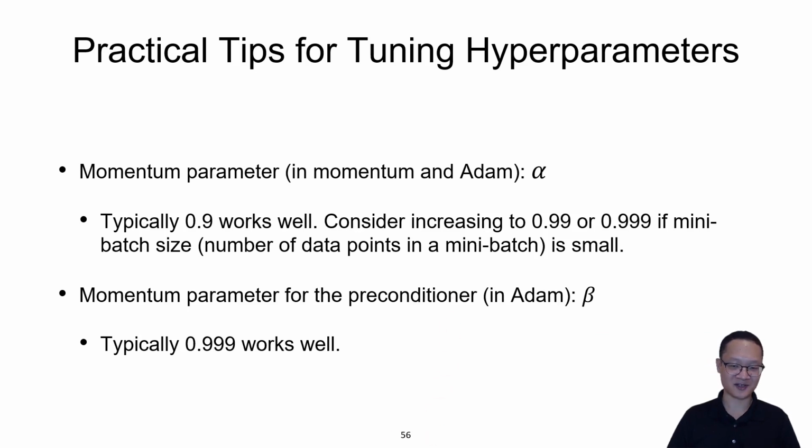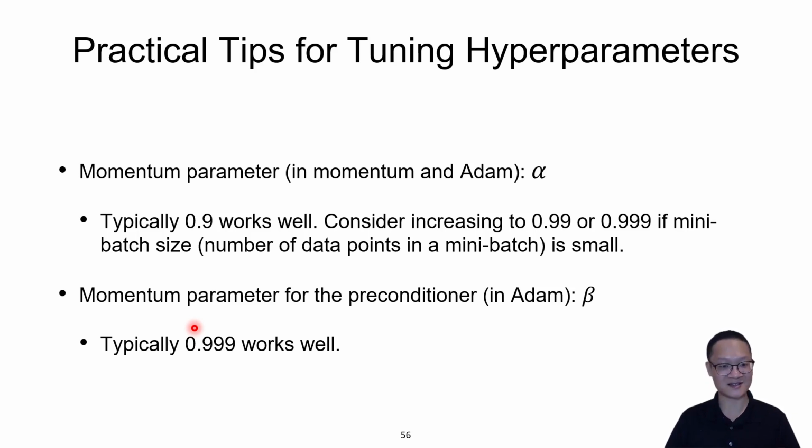Okay, so that was the learning rate or step size. Now the momentum parameter. Maybe start with 0.9. Again, it really depends, but start with 0.9, increasing to 0.99 if the mini batch size is small. And then for the momentum parameter for the preconditioner in Adam, try beta equals 0.99. That's probably the first thing that you can try, but very often you will need to tune these.